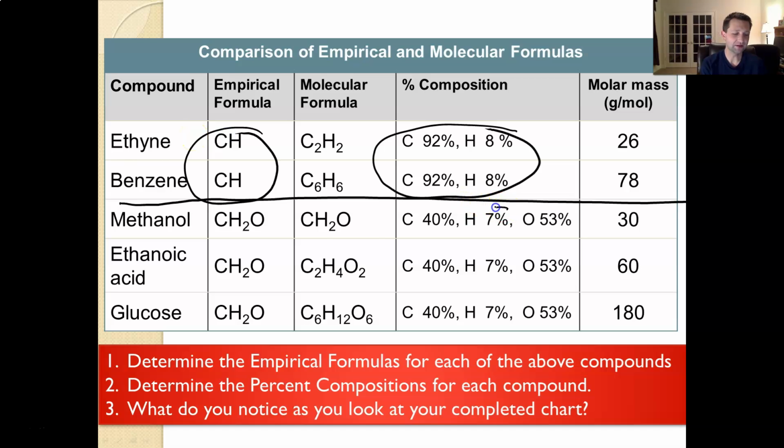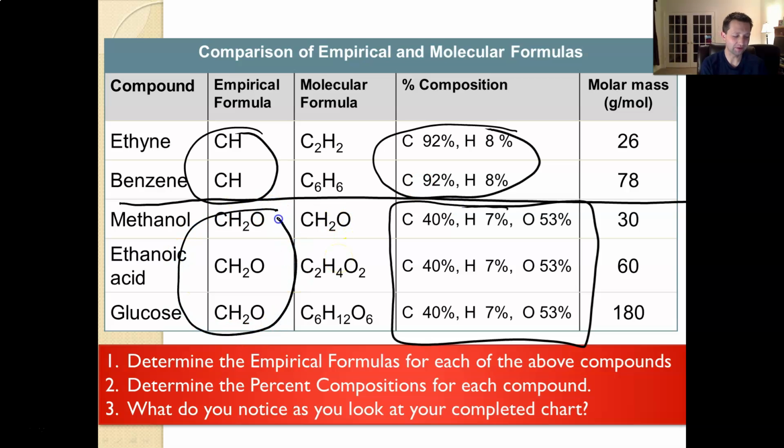Look at the last three. Percent composition is all the same. Even though your molecular formula differs, it's the same empirical formula. So as you look at the completed chart, we end up with similar empirical formulas having the same percent composition. So just because something's 40% carbon, 7% hydrogen, 53% oxygen, doesn't mean it's methanol. It could be any multiple of methanol, all the way up through glucose or even potentially things larger than that.